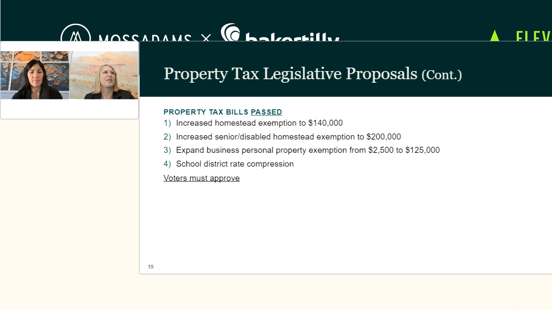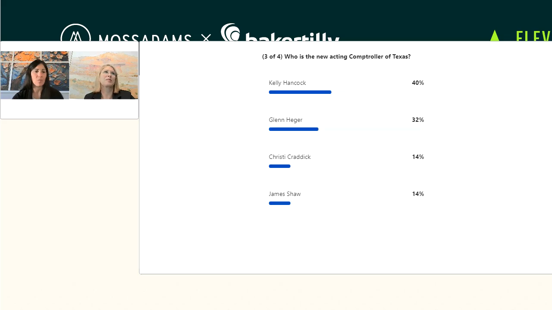Okay, so currently, it was a tough one, but Kelly Hancock. Glenn Hegar took another role with A&M, so currently it's Kelly Hancock. So it's breaking local news you've got to pay attention to here. I think Kelly Hancock was in both the House and Senate, so he's been in there for 20-some years.